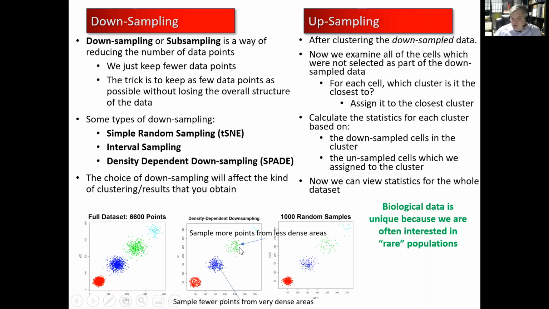But what we'll do is just grab more points from less dense areas. That way you're not filtering out all the really rare, cool stuff you want to look at, and you're grabbing fewer points from very dense areas. So density dependent downsampling is a long way of saying grab more from less and less from more, right?